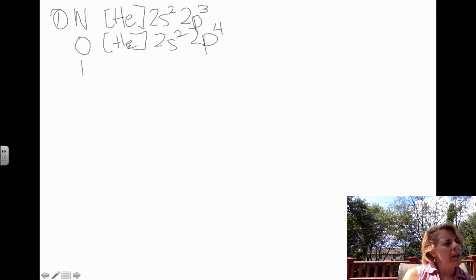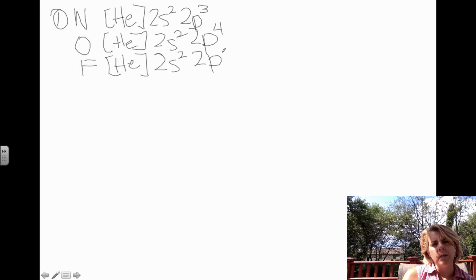Okay, oxygen has the same noble gas. The only difference is I'm moving over 1 electron, so I essentially form a 2p4. And then fluorine. Fluorine also has a helium, and the only difference is I go from a 2s2, I'm adding 1 electron, so 2p5.